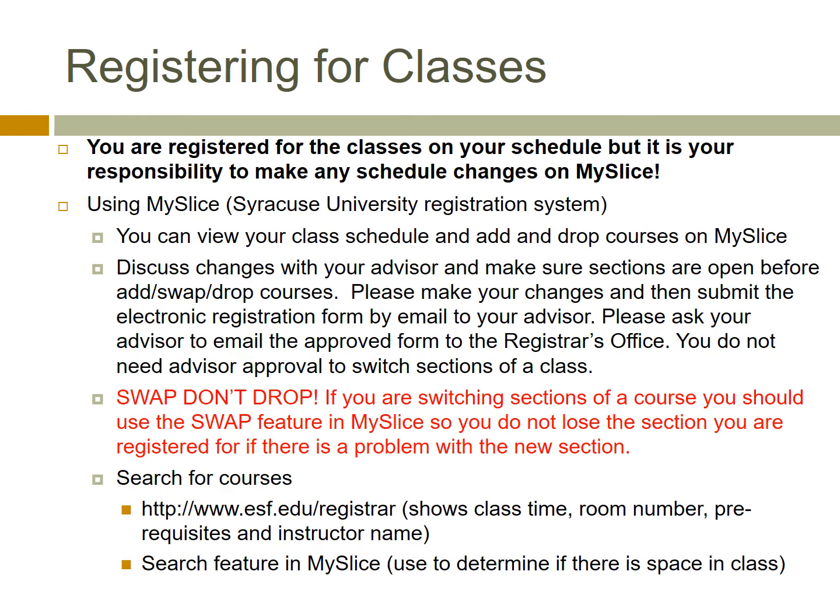You can find what's being offered in terms of class times, room numbers, prerequisites, and instructor names on the ESF Registrar's webpage. Then you go to MySlice to search to see if there's space in the class and actually complete your registration.